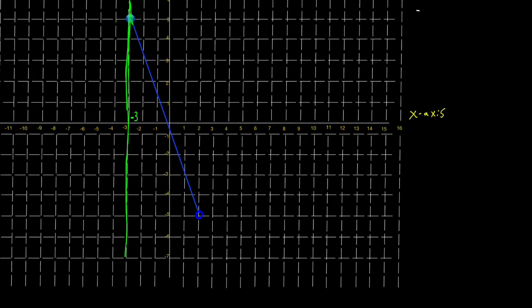And now let's get the point that is farthest to the right. We can see that the point that's farthest to the right is this open circle. Since it's open, I'm just going to slice through it with a dotted line. The x value that corresponds to this open circle is +2. So remember that the domain here is from -3 to +2.